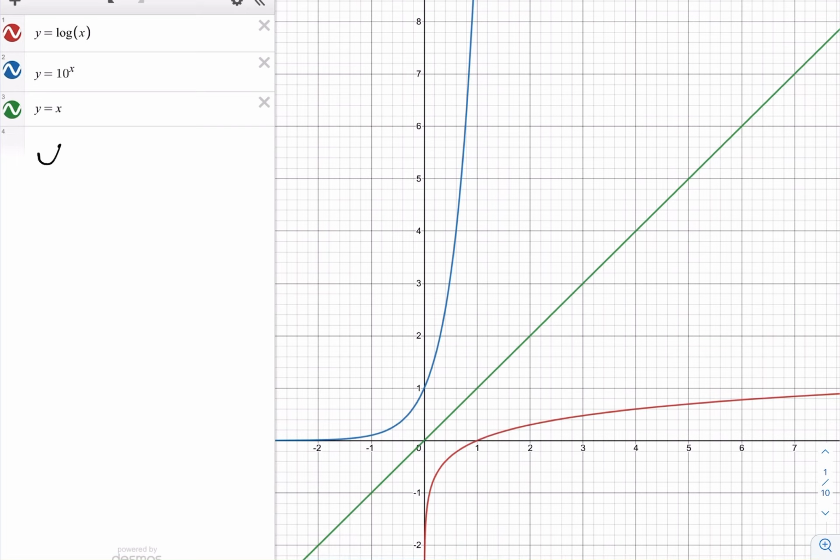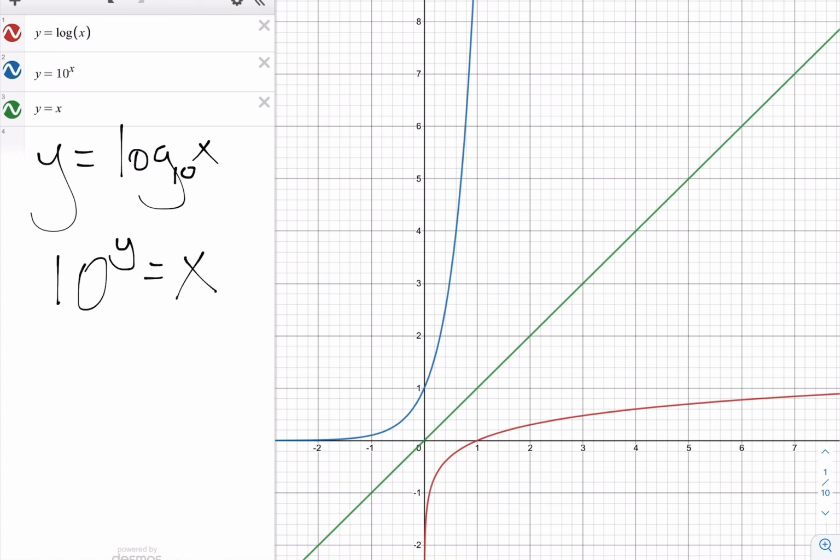So if we have y equals log x, remember there's an imaginary 10 here. So if we get this into exponential form, this is basically saying 10 to the power of y is equal to x. Well, with this blue function here, y equals 10 to the power of x. So you can see how we're effectively just switching the x and the y in each respective equation. And that's why they're both reflected along this green line.